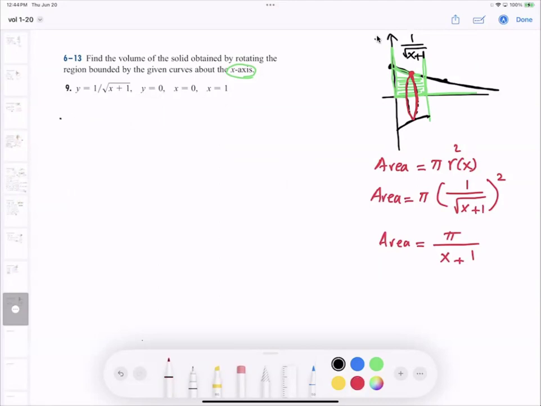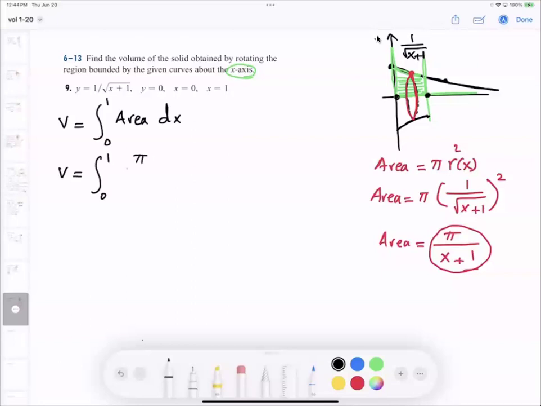The volume of this object is the definite integral of the area. And since we are rotating this about the x-axis, we're going to use x. X ranges between 0 to 1. So we have the boundaries, and we know that the area is pi divided by x plus 1. Very good. So let us continue. The volume is the definite integral from 0 to 1 of pi divided by x plus 1 dx. But how do I take this integral?